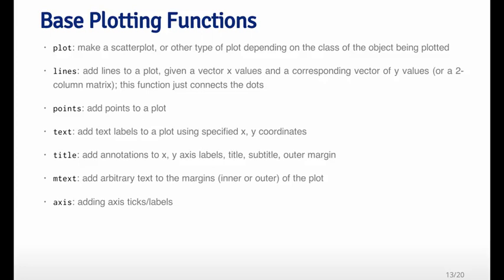Text adds labels. So you want to annotate the plot with text labels. Text can be used, I should say, to add labels within the plot. And the title function is typically used to add annotations outside the plot, like X and Y axis labels, titles, and subtitles, and things like that. Mtext, the M stands for margin, so it's used to place text in the margins of a plot, both the inner and the outer margin. And the axis function is used for specifying the axis ticks.